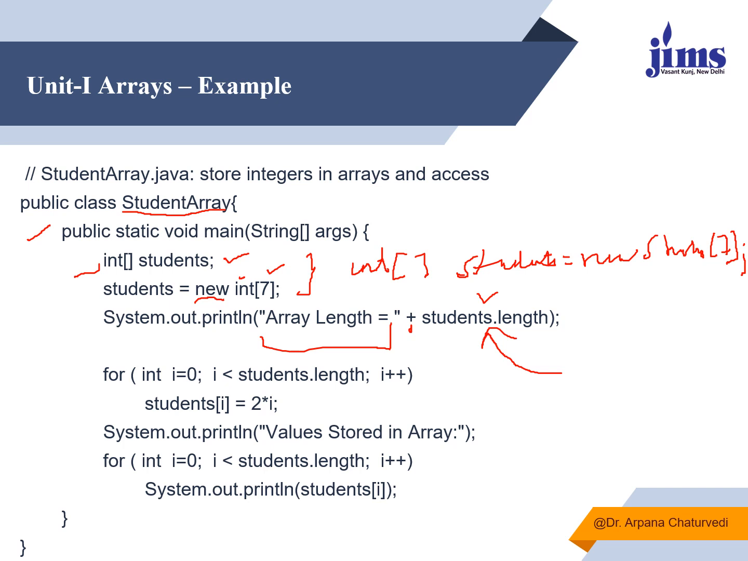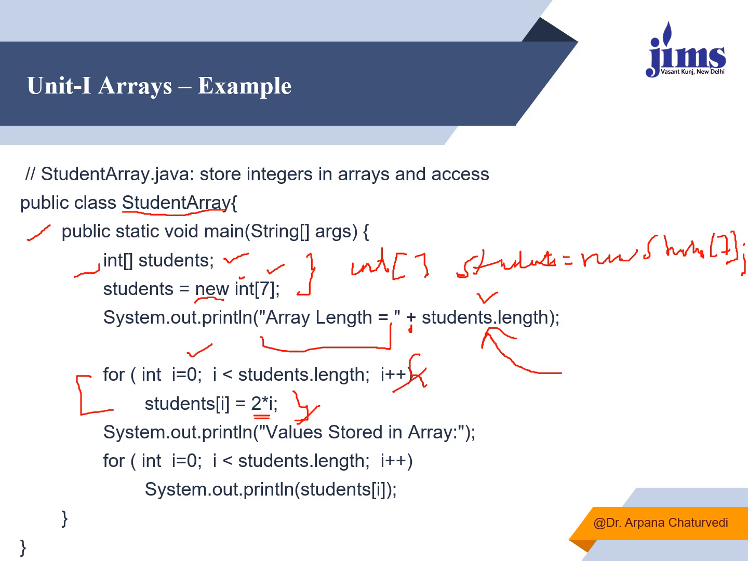Now I am storing the value in an array. How do we store? We start from 0 till the value of i is less than students.length. Each time it will be updating, and at the ith position I am storing the value 2 into i. As it contains only one statement, I am not making use of a block, that is curly brackets. In case of a single statement, you can omit it also.